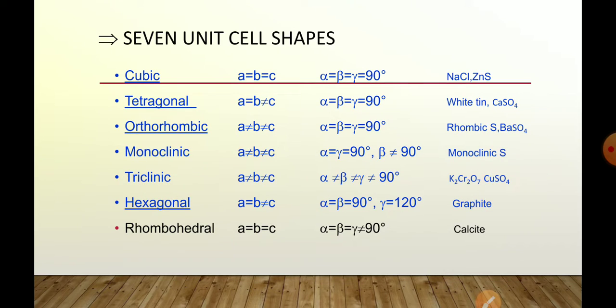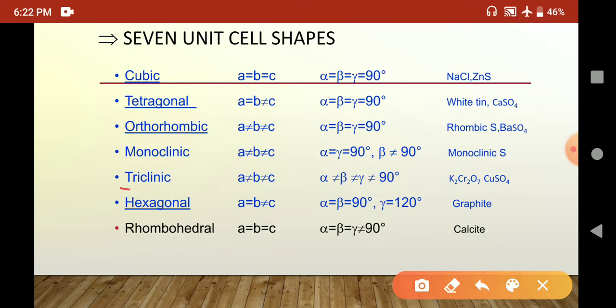Out of 7 unit cells, in triclinic, A is not equal to B, not equal to C, alpha, beta, gamma are not equal and not equal to 90 degrees. Therefore, it is highly unsymmetrical. Remember this thing. And cubic is highly symmetrical. This part is very important. Better to take a screenshot of this slide, and this is very important for your competitive exam.